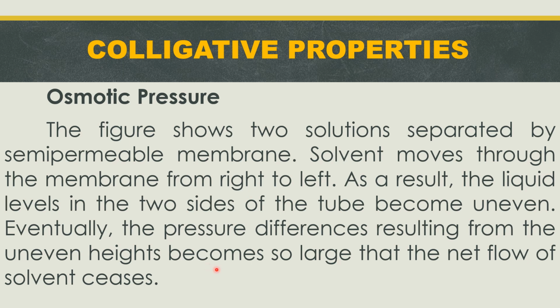The figure shows two solutions separated by a semi-permeable membrane. Solvent moves through the membrane from right to left. As a result, the liquid levels in the two sides of the tube become uneven. Eventually, the pressure differences resulting from the uneven heights become so large that the net flow of solvent ceases. So the flow of water from the right side of the tube to the left side stops when the pressure is equal, when their concentrations are equal.